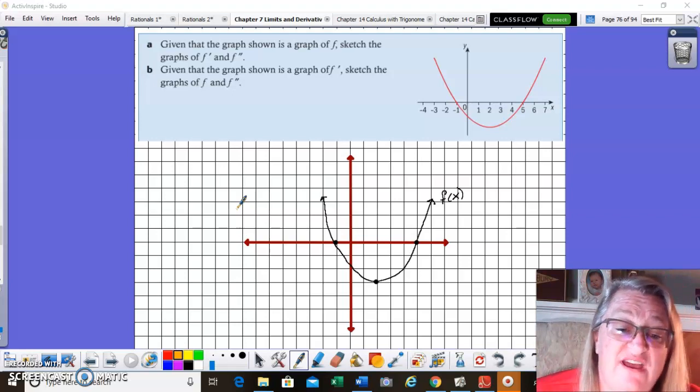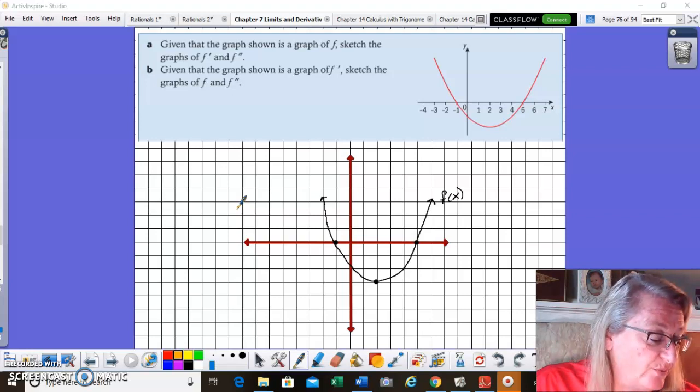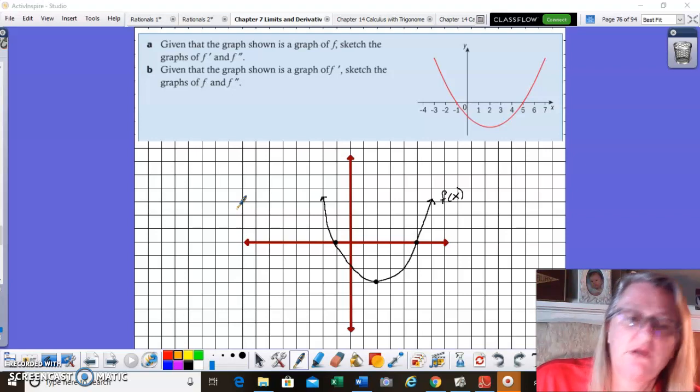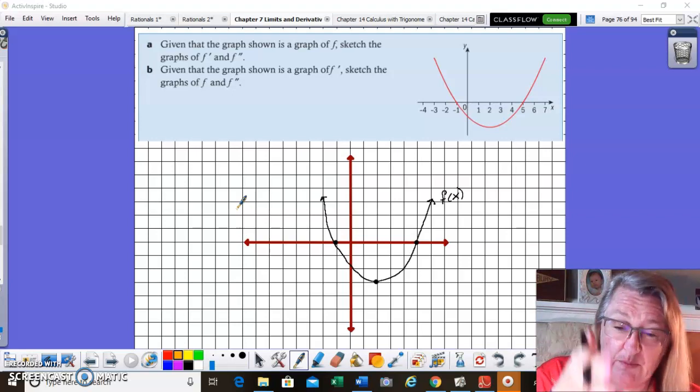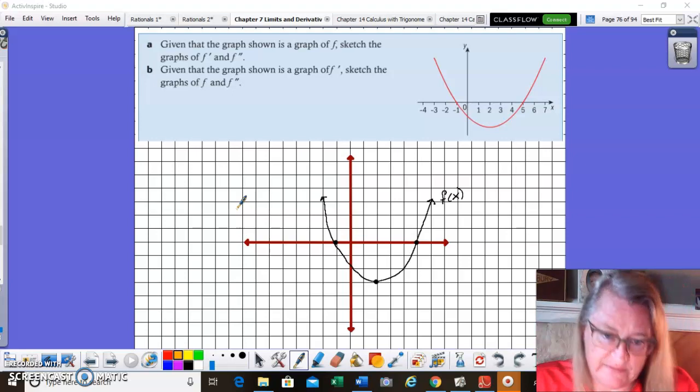I would suggest you have at least 3 colors. So I'm going to be working with 3 colors here. In my notebook, I had a blue pen, a black pen, and a pencil. So something like that, so that you can put them all on one graph. That would make it a lot easier than making 3 separate graphs of them.